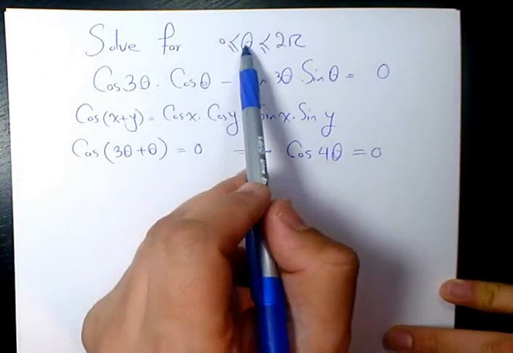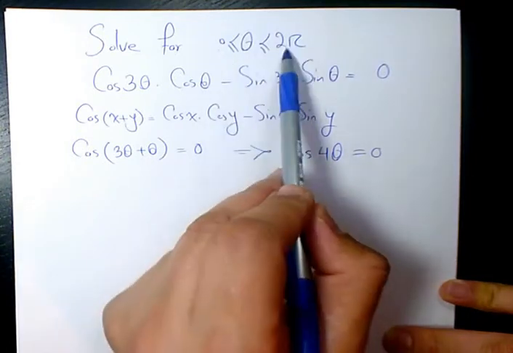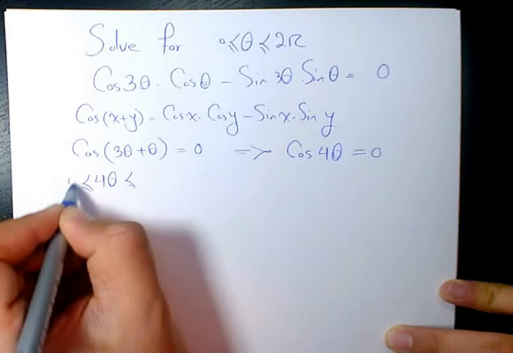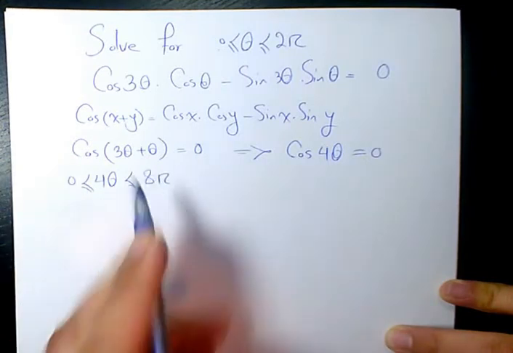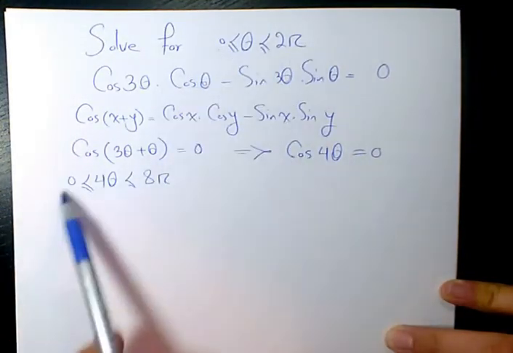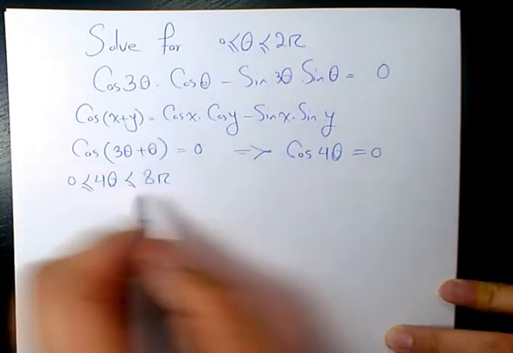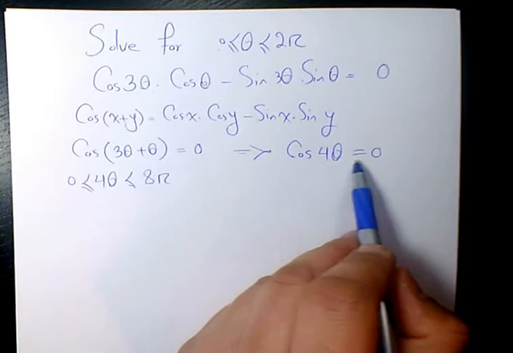So theta must change from 0 to 2 pi. It means that 4 theta can change from 0 to 8 pi. If you multiply everything by 4, we have 0, 4 theta, 8 pi. So cosine 4 theta equals 0.